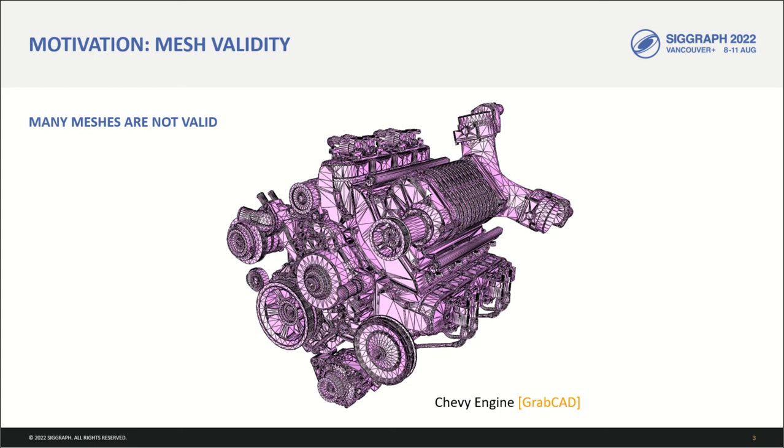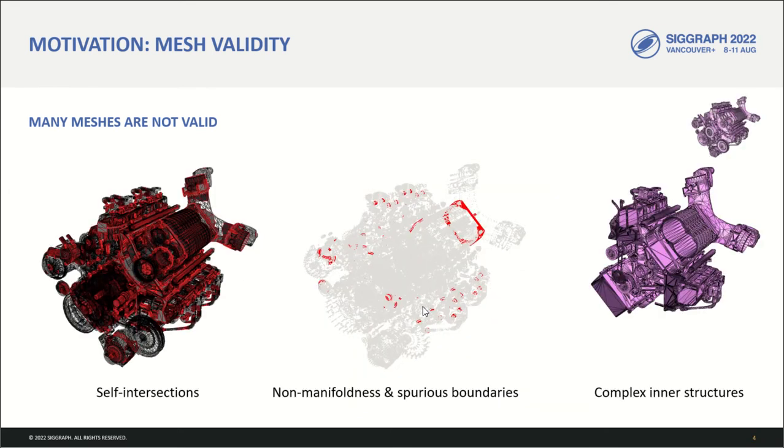Unfortunately, many mesh generation methods are imperfect and often produce meshes such as this engine mesh with many issues: self-intersections, non-manifoldness and spurious boundaries, and complex inner structures.